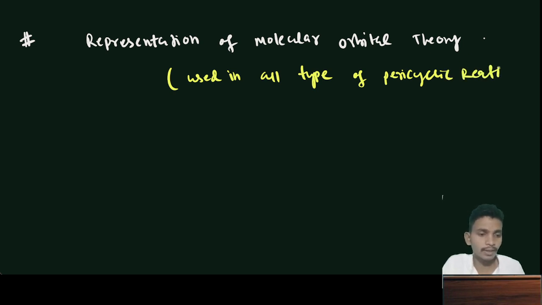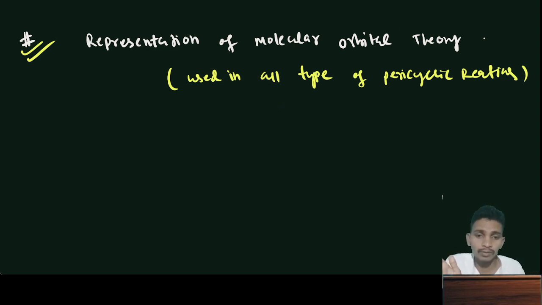So this is the general concept. I'm not talking about any particular pericyclic reaction, electrocyclic or cycloaddition. This concept is used in all pericyclic reactions. This is the general concept that we will use tremendously while discussing different types of pericyclic reactions. So this molecular orbital theory representation we should know.